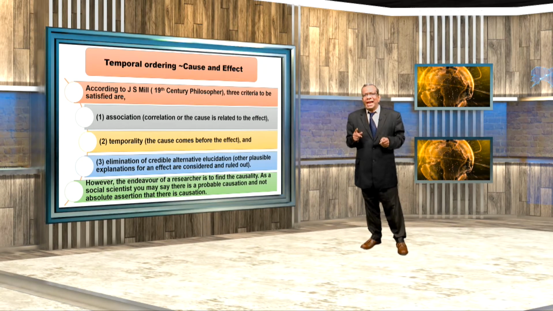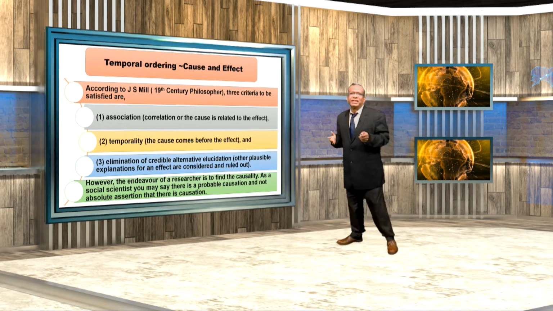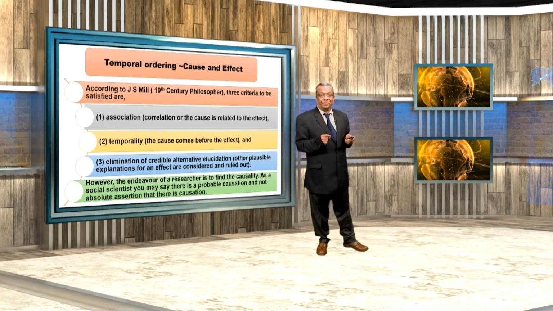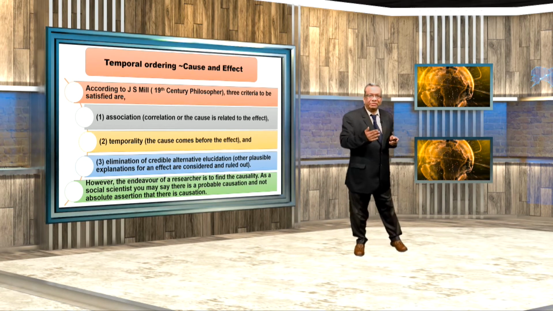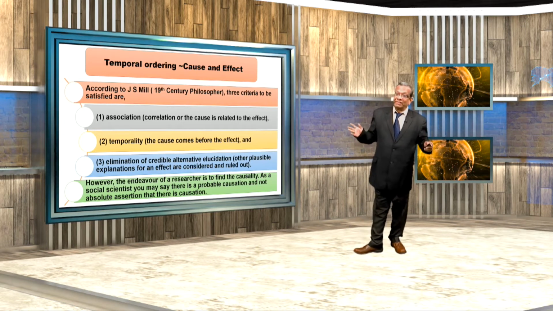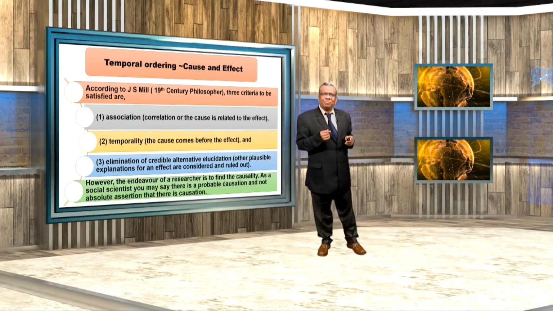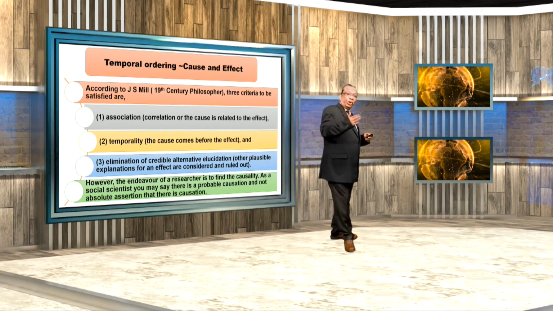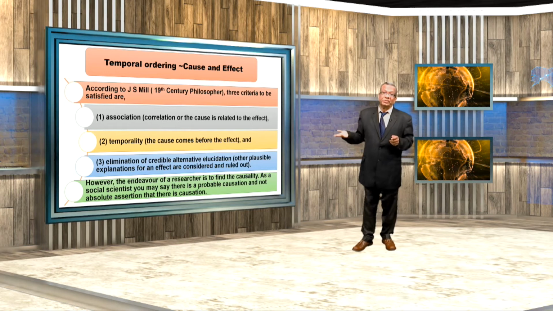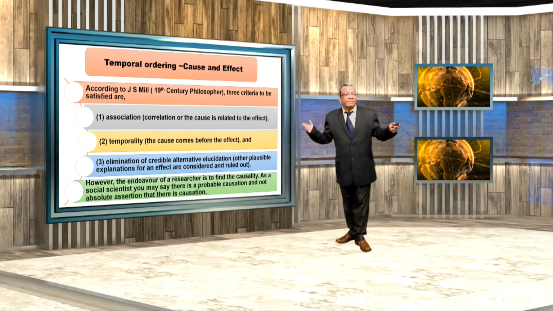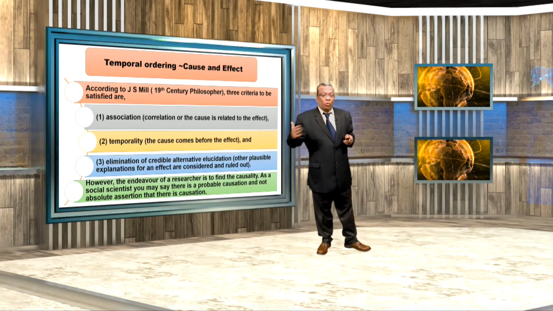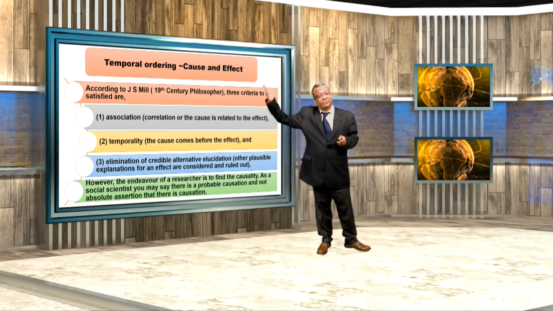However, the endeavor of a researcher is to constantly find the causality. As a social scientist, you may say there is a probable causation and not absolute assertion that there is causation. Therefore, the temporal ordering is one of the very important aspects which you will be using in your research, and in the process you also try to find which variable comes first and which variable comes next with enough amount of research.